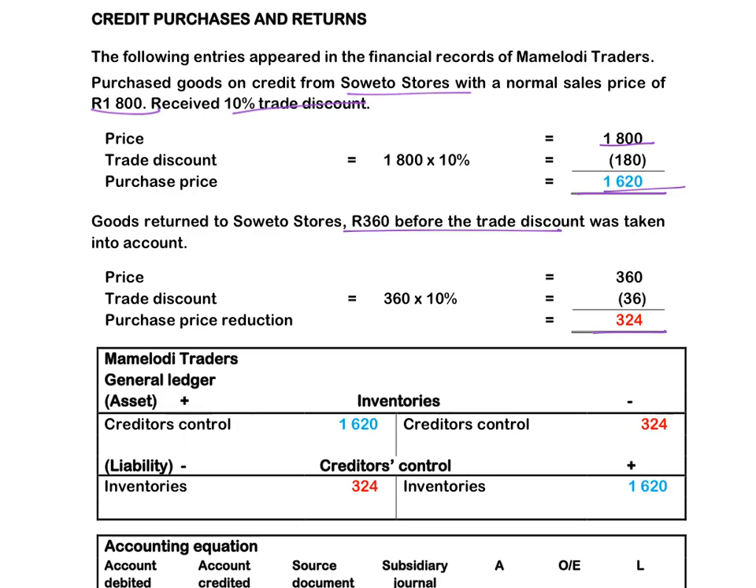In the general ledger, we will indicate that the inventory increased with 1,620 because assets increase on the debit side and decrease on the credit side. And the creditors, that is a liability, increases on the credit side with 1,620. When we return the goods, we will indicate that we owe the creditors less money, so we will debit our creditors to reduce our debt. We return inventory, so we have less inventory, therefore we have to credit the inventory.